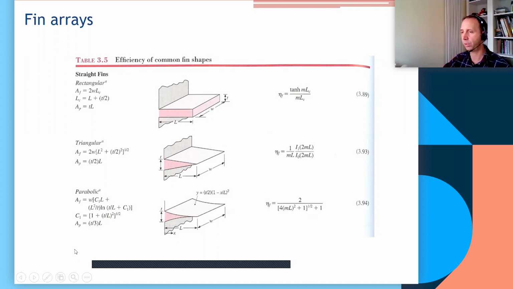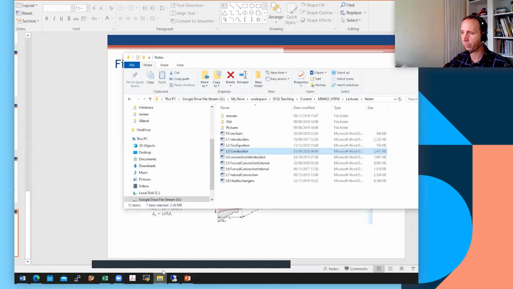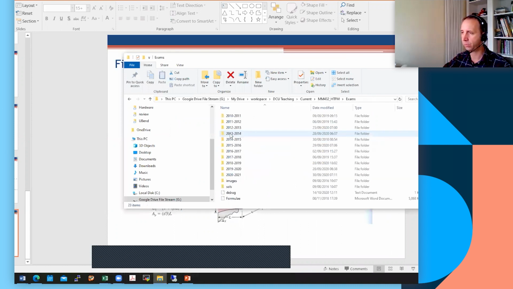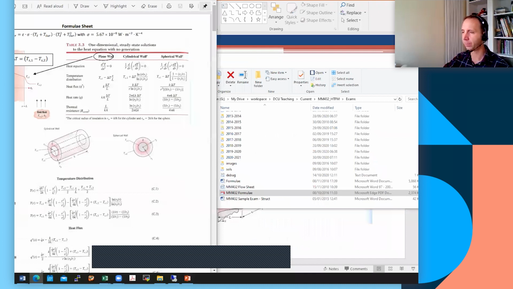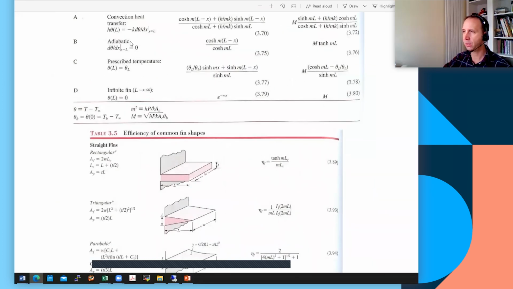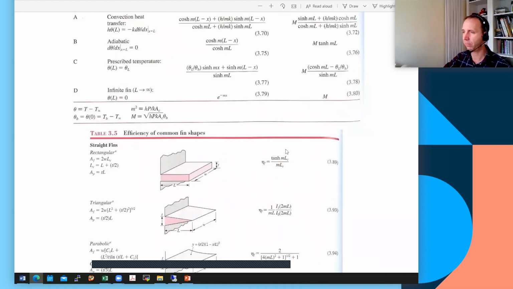You've got triangular formulas, parabolic formulas. They get a bit more complicated. These involve some form of Bessel function, so you can't actually calculate them in an exam situation. Instead, what you can use from the formula sheets is a graph. On the second page, you see this is the adiabatic tip. You see the exact rate of heat transfer, and from that, you can infer the efficiency, which is actually given here.